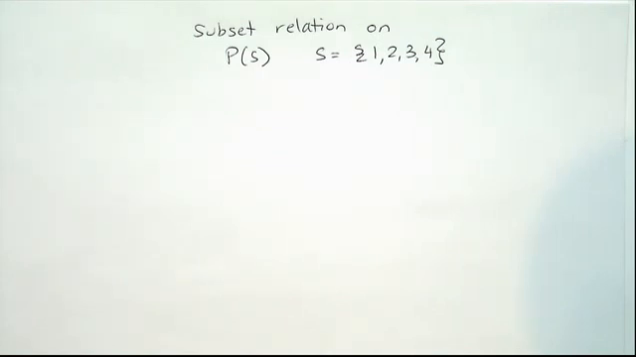So the power set of the set 1, 2, 3, 4 has the empty set, the set containing 1, the set containing 2, the set containing 3, the set containing 4, then all the pairs, then all the triples, and then the quadruples. Now, if I think about all of those, is there any of those that doesn't have anything else as a subset of it? The empty set. So we know that the empty set is going to go on the bottom.